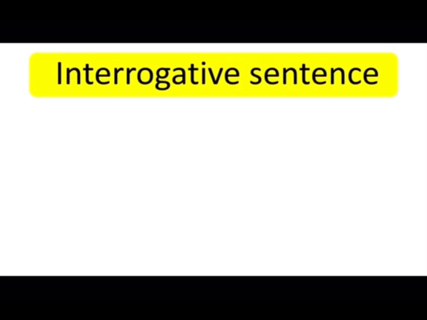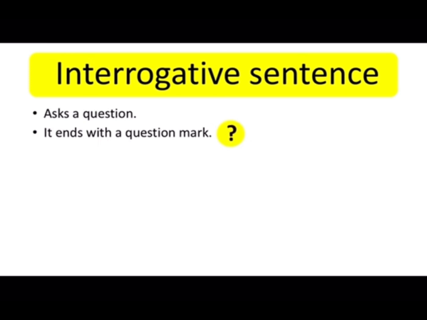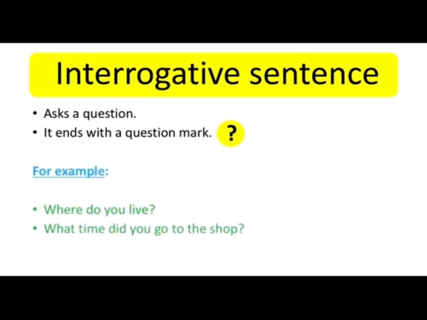Interrogative sentence. This type of sentence asks a question, and it ends with a question mark. For example, where do you live? What time did you go to the shop?